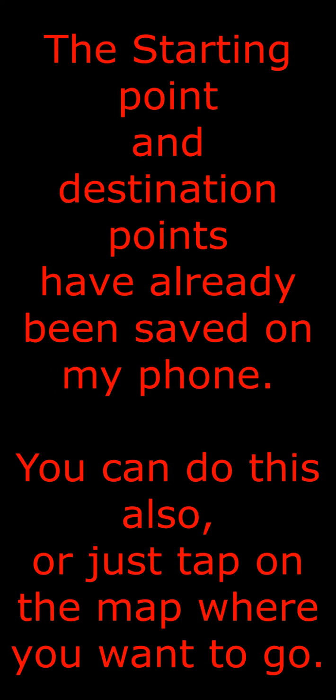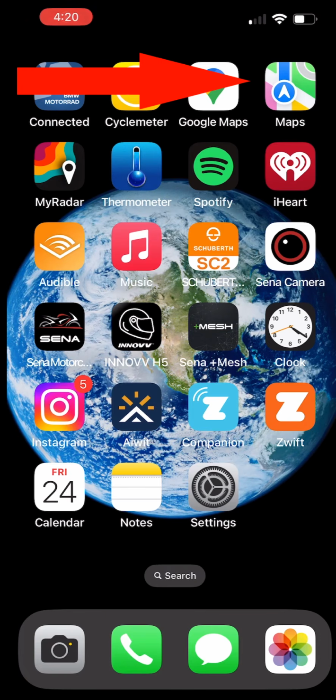This is a simple A to B Apple Maps tutorial. Follow along and tap where the arrows point. The starting point and destination points have already been saved on my phone. You can do this also, or just tap on the map where you want to go.